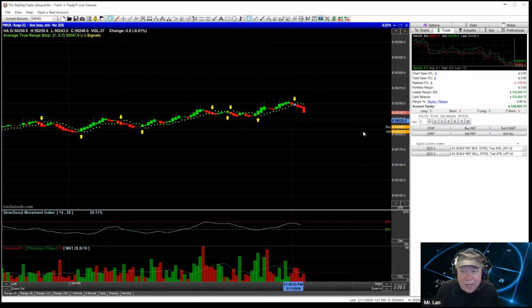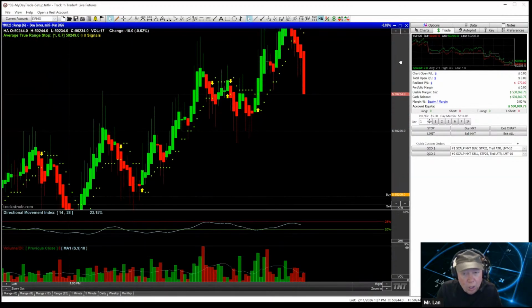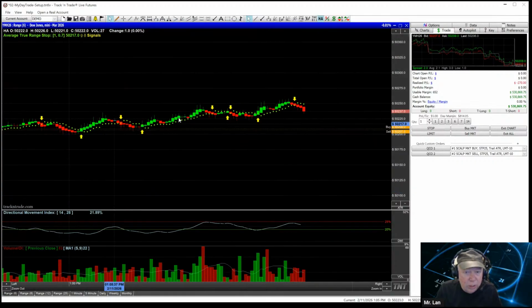I squeeze it down because if you go like this, it gives you a false sense. Oh my gosh, this market's moving a lot. No, it's not. It's just scaling. It's not moving anywhere. It's dead. You can see it's completely dead. This market's just going almost nothing.